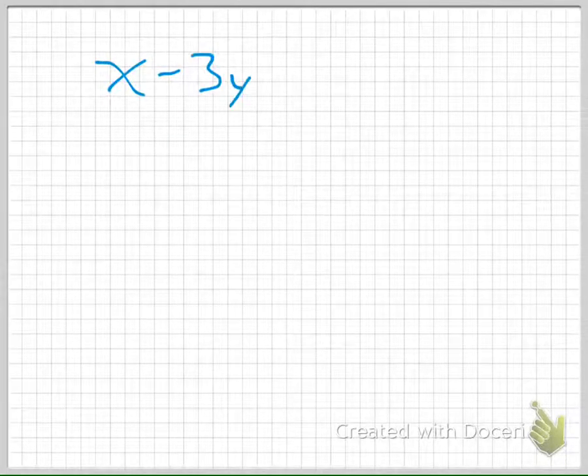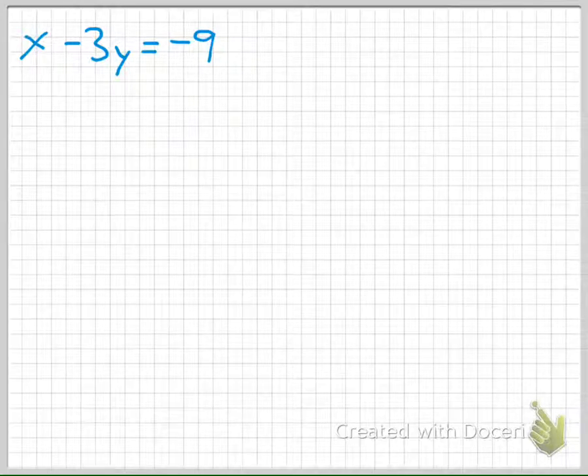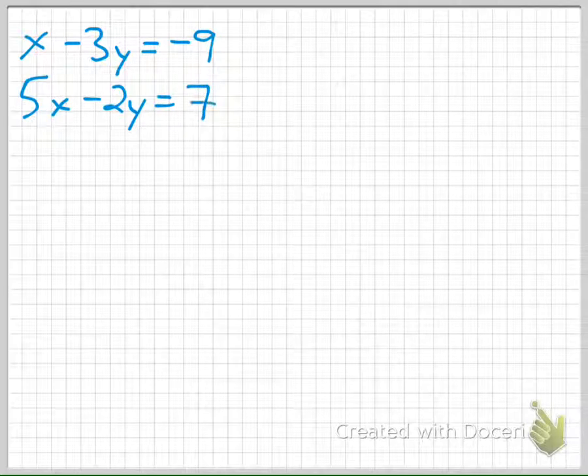Did anybody get that? How many of you got that answer? Okay, let's try another one. Okay, what about this? X minus 3y equals negative 9, and I'm gonna move it. Hold on, so I have more room. X minus 3y equals negative 9, and 5x minus 2y equals 7. There's your system.